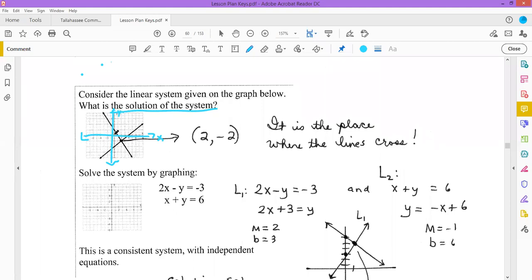And to get to this point down here, we go to the right 1, 2 spaces. That's 2 on the x-axis. So we put 2 in that position of our ordered pair. And we also move down 1, 2 units. So that's -2 on the y-axis. The solution to the system is going to be 2, -2.